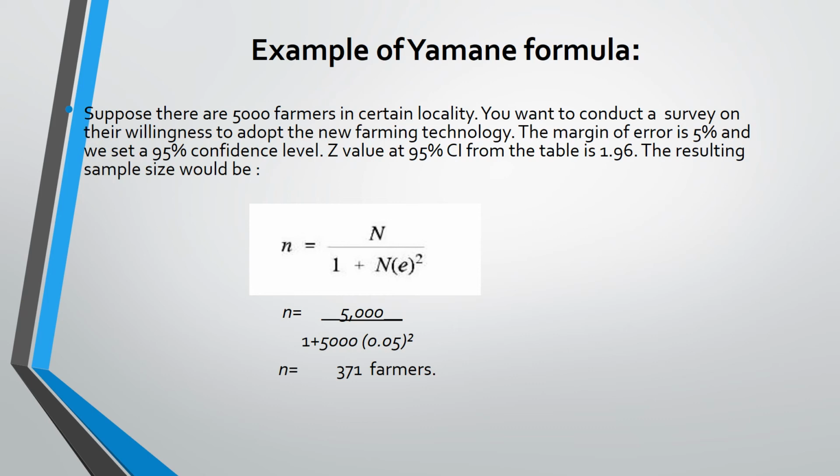As the finite population is given, that would be 5,000 farmers. So we will put this finite population, which is denoted by capital N, it is 5,000, and the margin of error in this case is 5%, which will be equal to 0.05, and we will do the square of that, and that is 1 plus N. We will put the finite population, and our resulting sample size would be 371 farmers that will be willing to adopt the new farming technology.